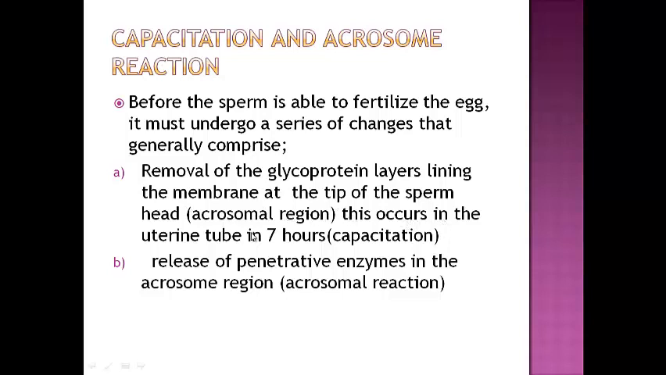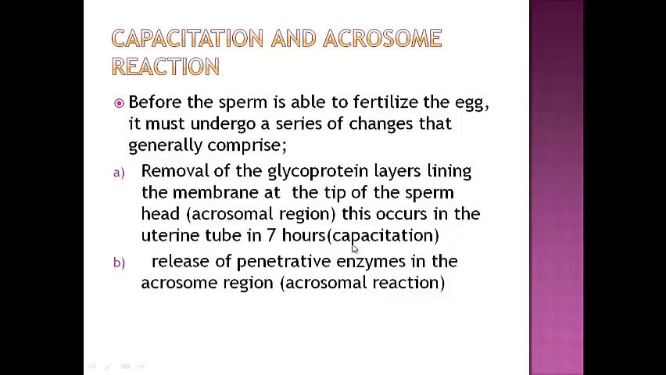This process happens in the uterine tube, so remember, it doesn't happen once the sperm is released from the male reproductive organ. It doesn't happen in the cervix, it doesn't happen in the uterus. It has to wait until the sperm reaches the uterine tube, and that's when it starts. It generally takes 7 hours, and like I said, it's called capacitation. So removal of that yellow layer is called capacitation.